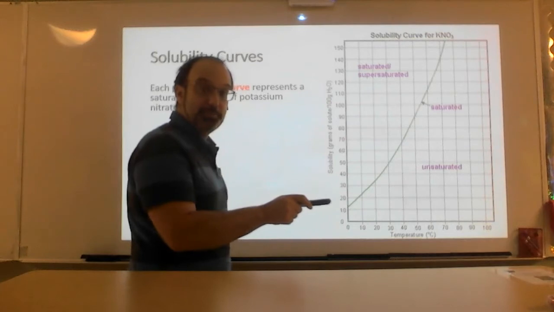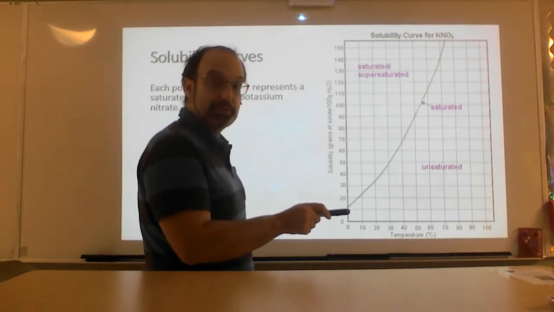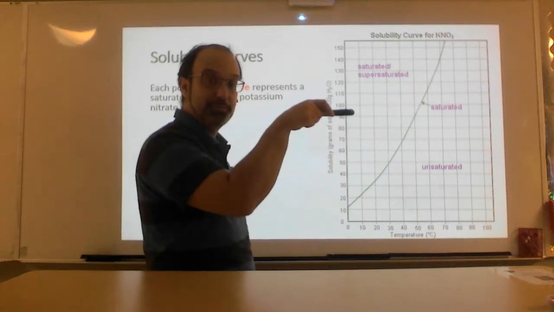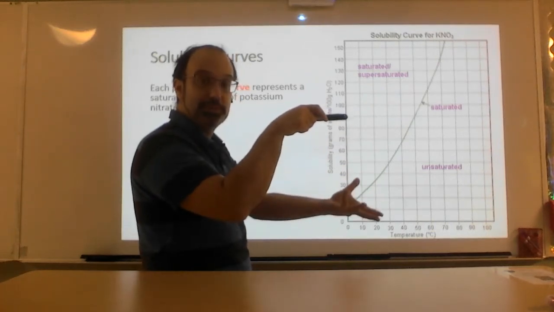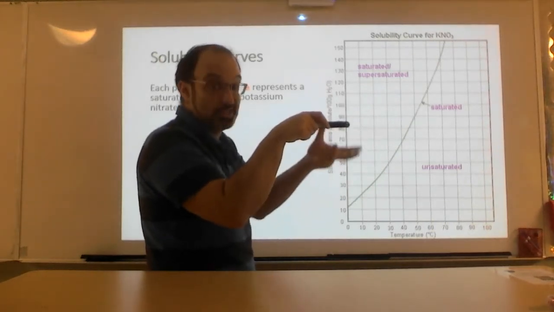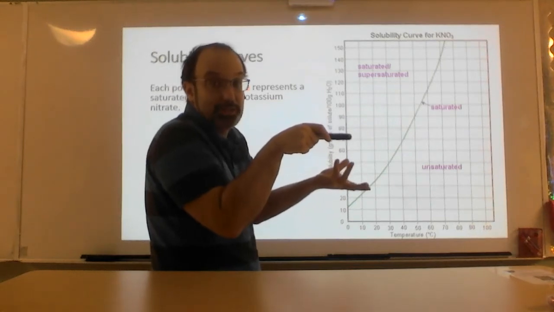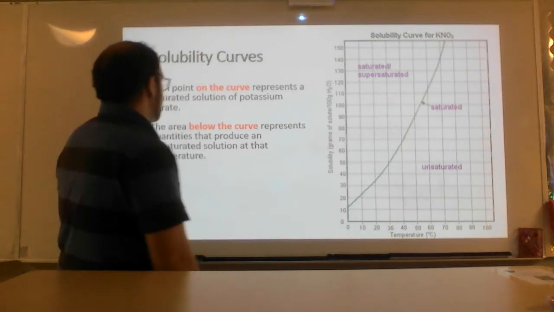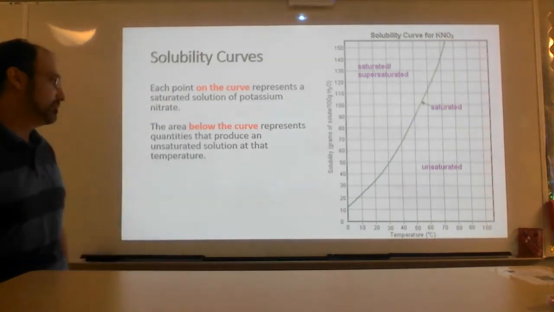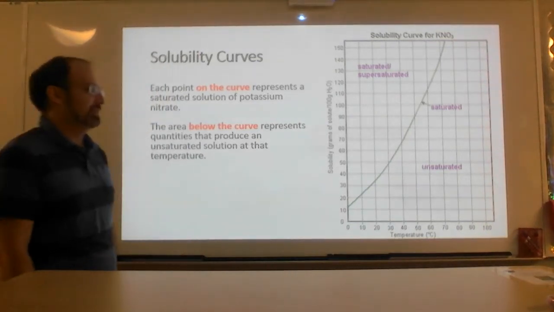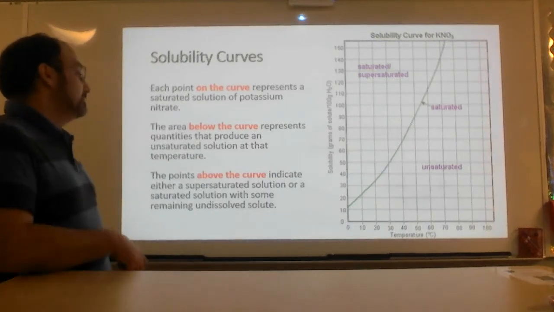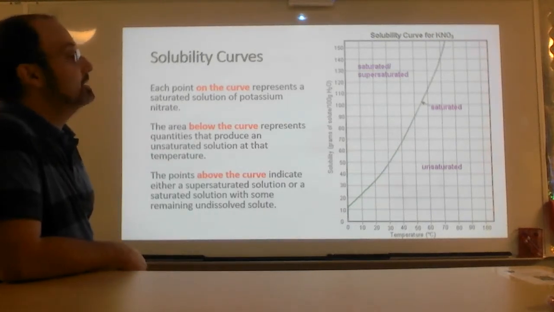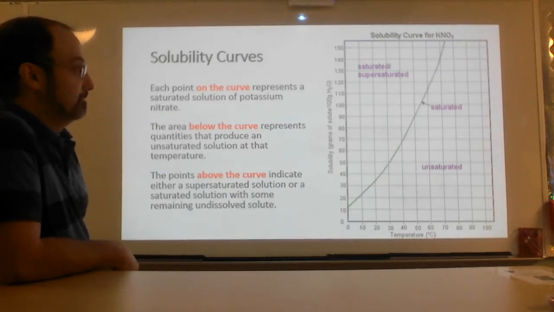Similarly, if I'm here and I decide to add more, I started at 10, I don't change the temperature, I just keep adding more and more. Well, there's not enough room. All of this stuff is going to be supersaturated or probably just sitting at the bottom of the beaker. The area below the curve represents the quantities that produce an unsaturated solution at that temperature, whereas the points above are a supersaturated solution or a saturated solution with something undissolved at the bottom.